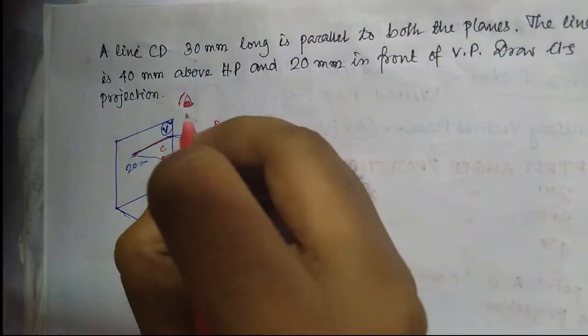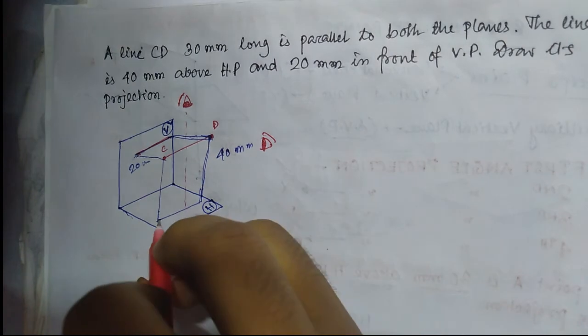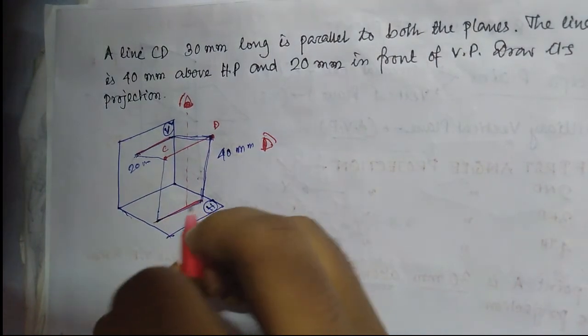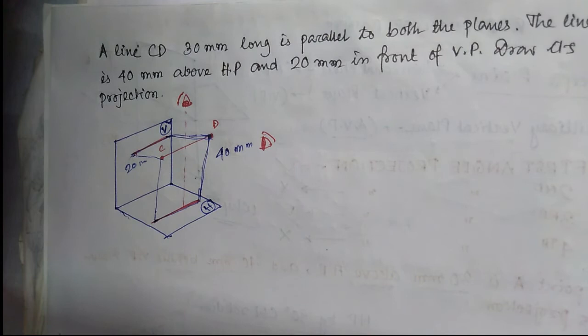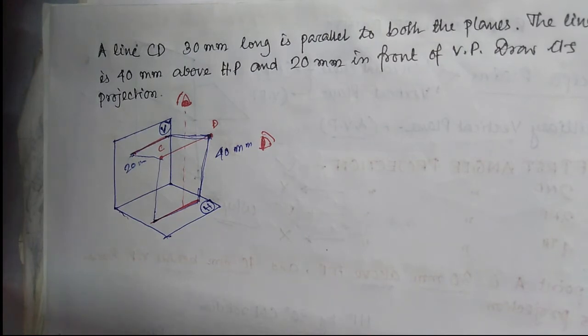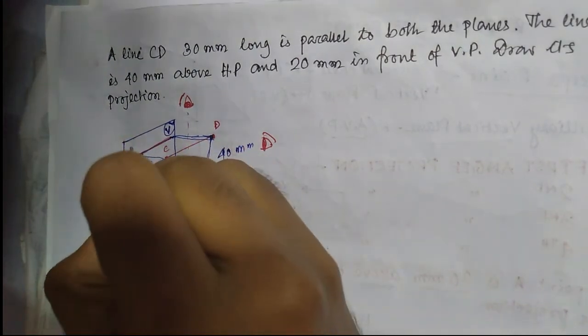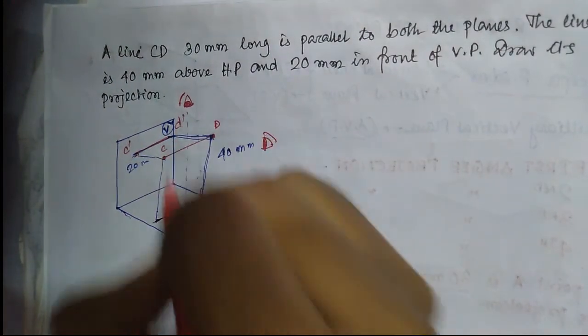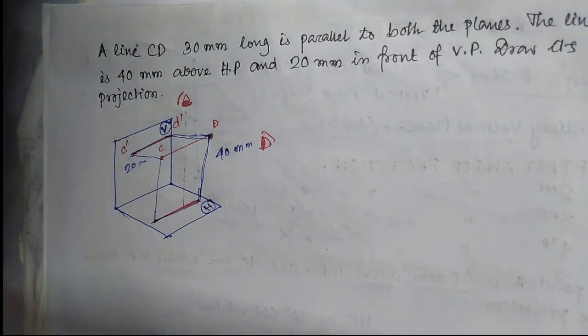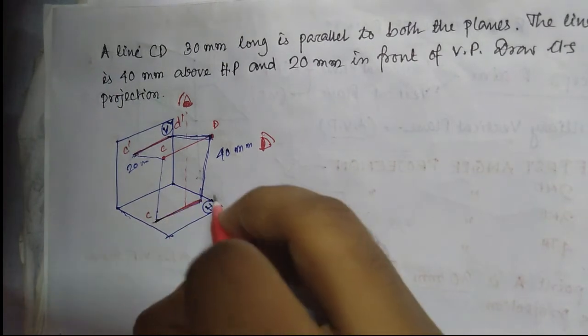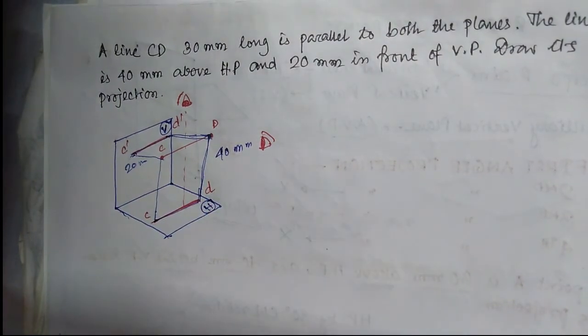and at this position it will be observed like this. So again it will be a true length. Why? Because it is parallel to horizontal plane also. Now this is C prime, D prime. Why? Because it is front view. This is C and D because it is top view.